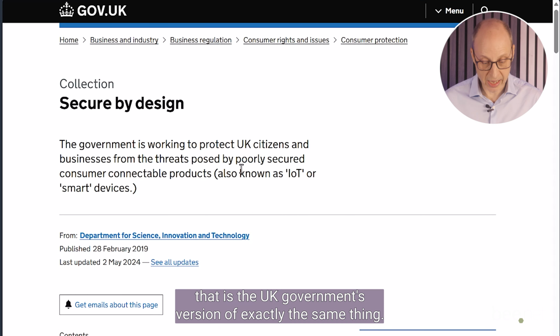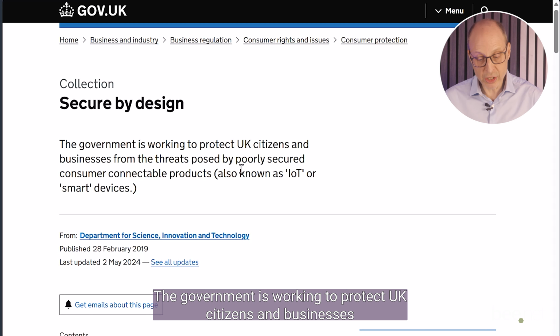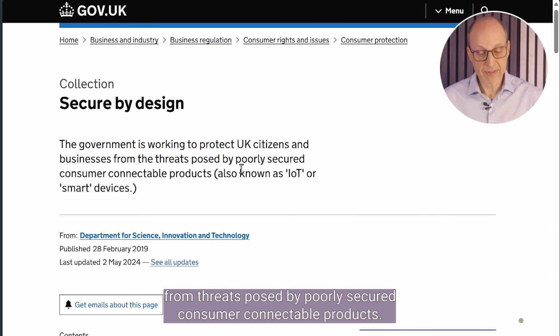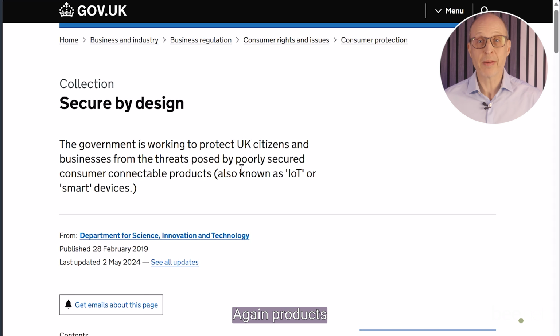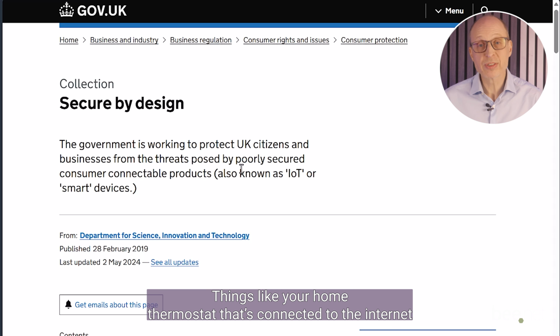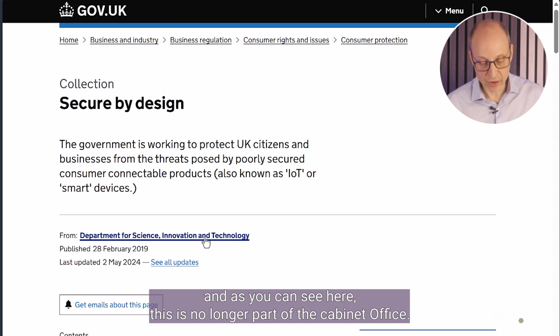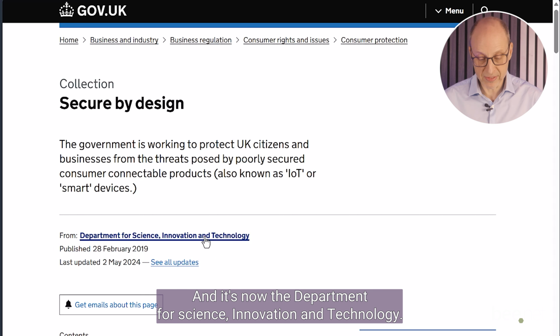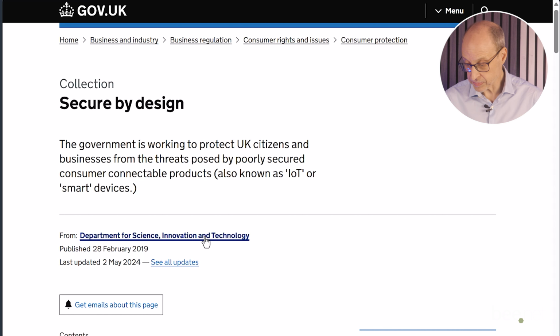And again, just like the American version of secure by design, that is the UK government's version of exactly the same thing. The government is working to protect UK citizens and businesses from threats posed by poorly secured consumer connectable products. Again, products, and they clarify that meaning Internet of Things or smart devices, things like your home thermostat that's connected to the internet. And as you can see here, this is no longer part of the Cabinet Office, and it's now the Department for Science, Innovation and Technology.